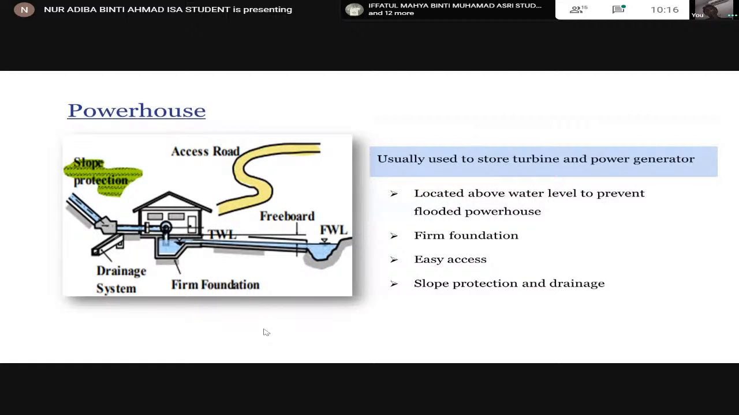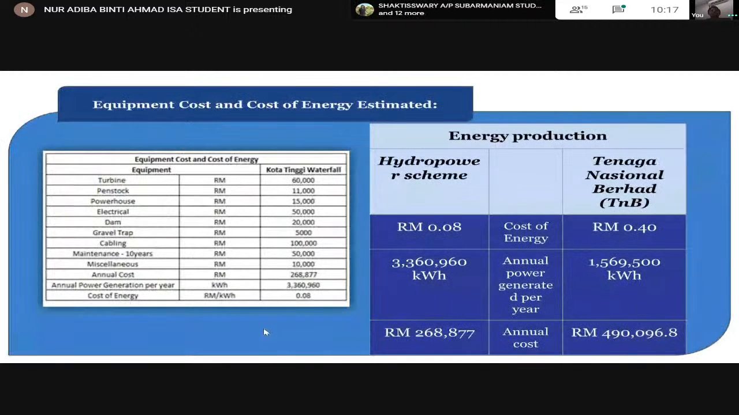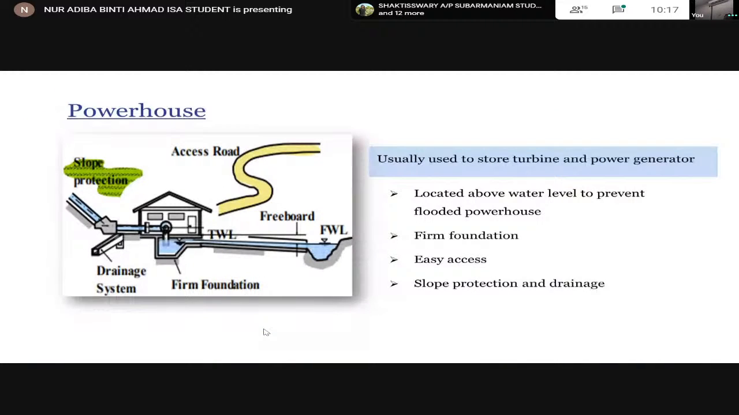Usually, we store the turbine and power generator at the powerhouse, which is located above water level to prevent a flooded powerhouse, since the precipitation at the Kota Tinggi area is very high, which always causes floods. So the powerhouse constructed will be on a firm foundation, with easy access, and have slope protection and drainage that is suitable for our case study.